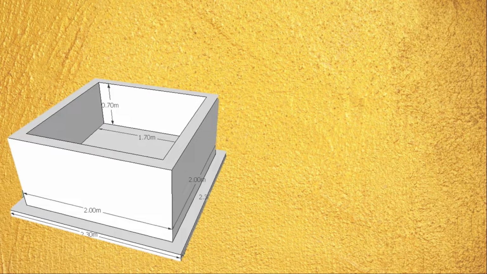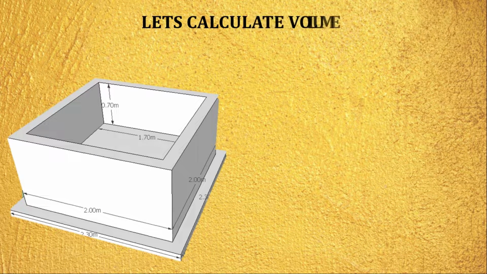To find out the quantities of cement, sand and aggregate, first we need to find out the volume of the water tank. For this particular structure, we will divide the entire structure into two parts. The first is the slab that we are providing at the bottom, and the second is the structure of the water tank. So let's find out the volume of this structure.